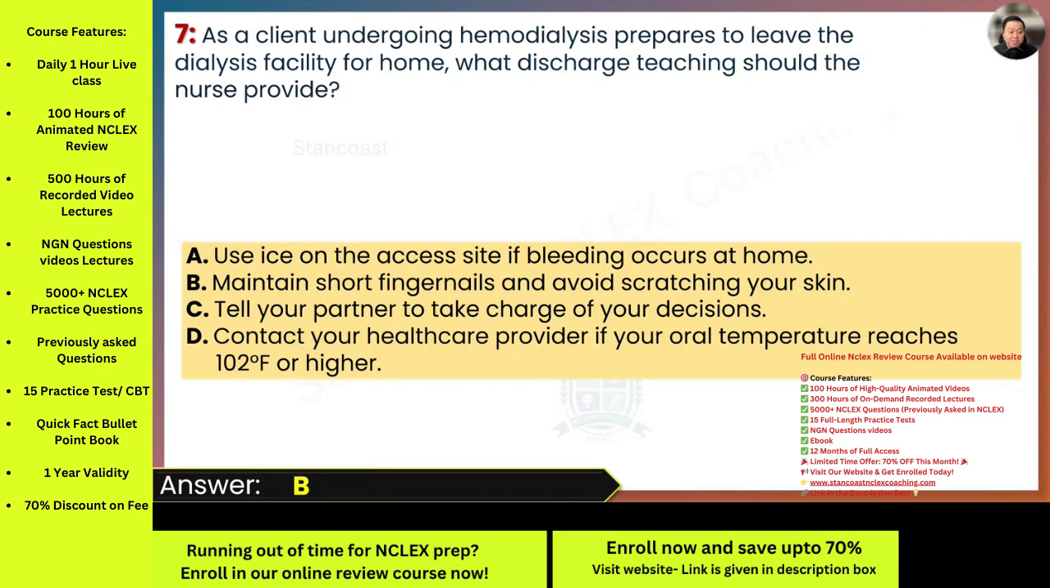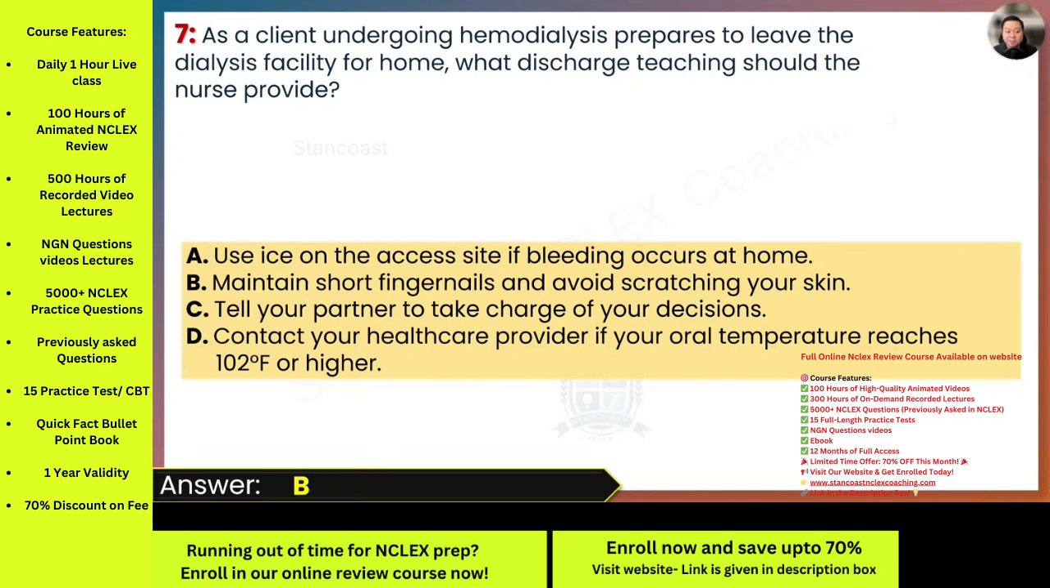Now, what about letter C? Tell your partner to take charge of your decisions. Well, clients should be empowered to manage their own care and make informed decisions while they have a support system. This is very important. The nurse should never encourage dependence on others for decision making if the client is still able to do it themselves. The client needs to be educated on their condition, their treatment, and when to ask for help so they can maintain control over their health.